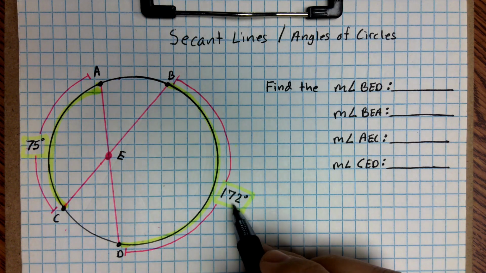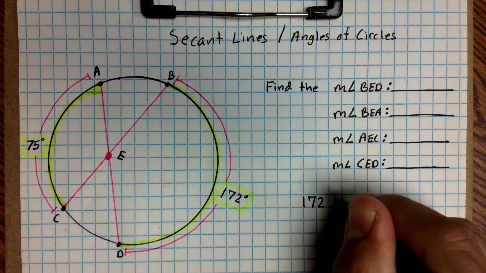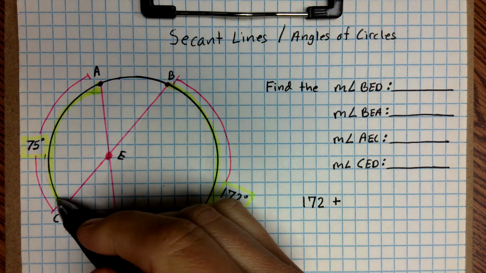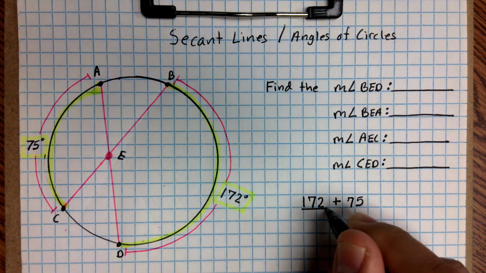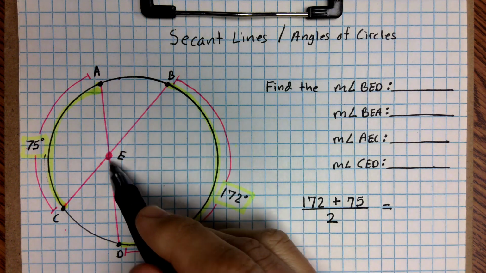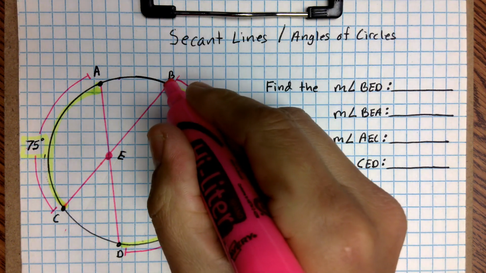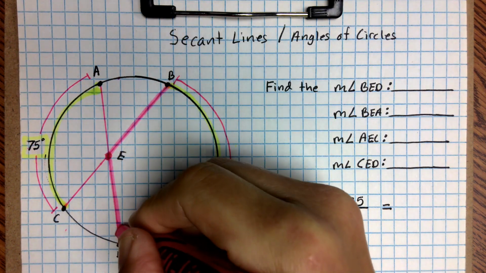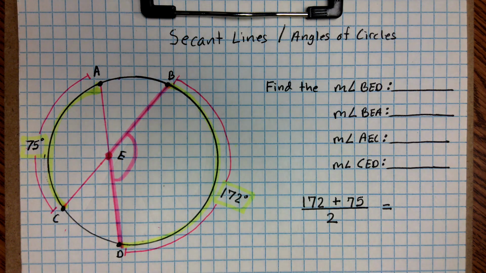So what we're going to do is take this value that we have here, 172 degrees, and add it to the arc on the opposite side, which is 75 degrees, and then divide it by 2, and that'll tell us what BED is. In other words, I'm going to highlight it another color. It'll give us this interior angle right here. We'll put that in the calculator and see what we get.